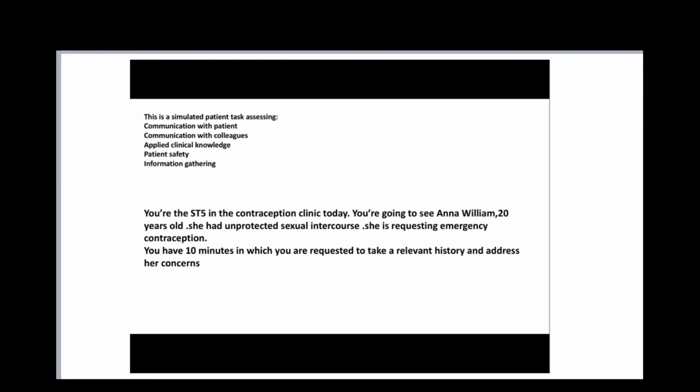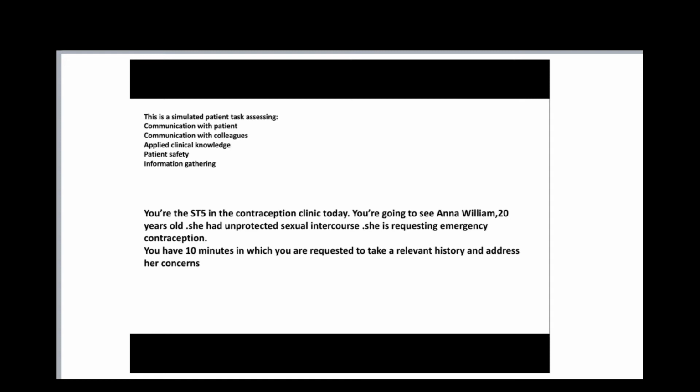Don't forget to ask if she is aware of her BMI, because if her BMI is more than 26, we will double the dose of levonorgestrel. These are the most important things. We will ask about the full gynecological history. Why? Because if this patient has a history of any PID or sexually transmitted infection or any suspicion that she has infection, we will not give an intrauterine device.